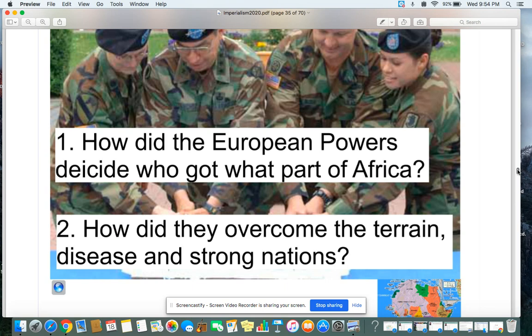We're also going to look at a case study of, once the Europeans did take over, what horrible things happened to Africa. And then we're also going to take a look at the one area that wasn't taken over in Africa by the Europeans, and that was Ethiopia.